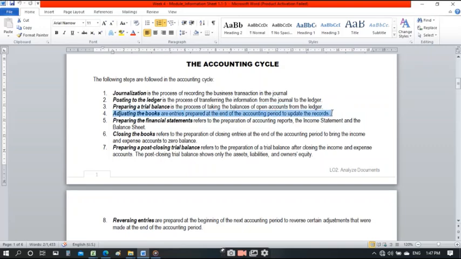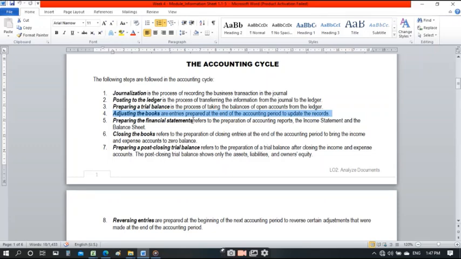So next is adjusting the books. I'll skip this because adjusting the books magagamit natin siya if we are using a worksheet. Since today's discussion is preparing the financial statements using the accounting format, the accounting reports, hindi muna sa worksheet. Because financial statements can be expressed or prepared in two ways.